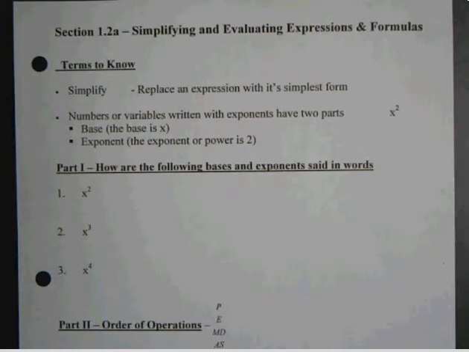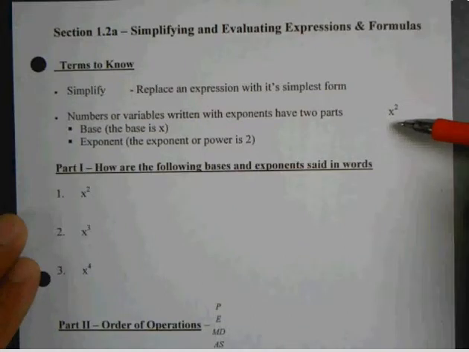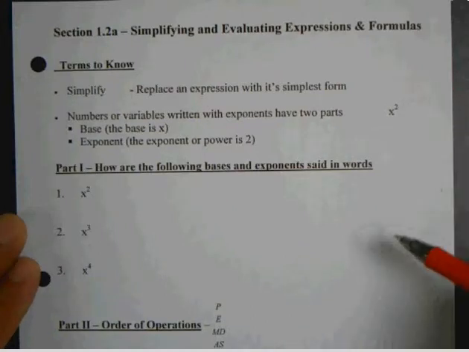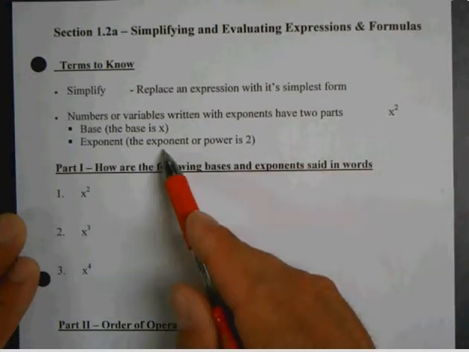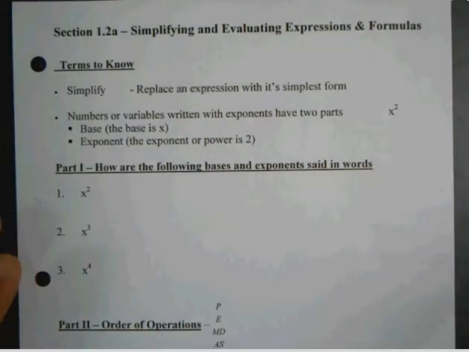Numbers or variables written with exponents have two parts. They have the base, which is the bottom part, and they have the exponent, which is the top part. The exponent is typically written smaller than the base. Just as a reminder. We say it's either the exponent, or raised to the power, or power of 2, power of 3, power of 4, something like that.